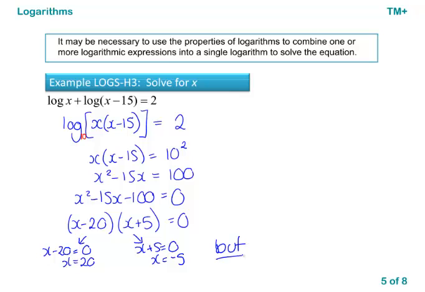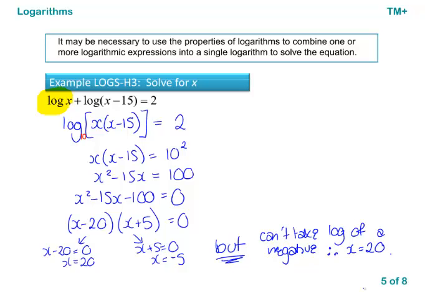But x can't be a negative number. We can only take the log of a positive number. And if you see up here, that's just log of x. So we can't have log of negative 5. Okay? So, we can't take the log of a negative. Therefore, x equals 20. Okay, so always remember that in the end.